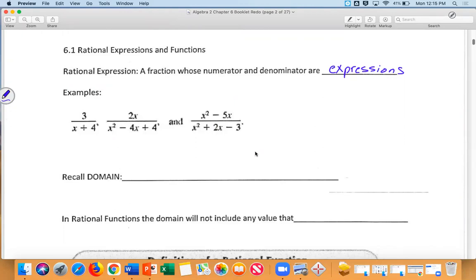Well, a couple things we need to make a note of. What can't we divide by? 0. So you might want to make a note of that. You cannot, maybe underline it, divide by 0. Can't do it. No bueno. Bad things happen. Okay.